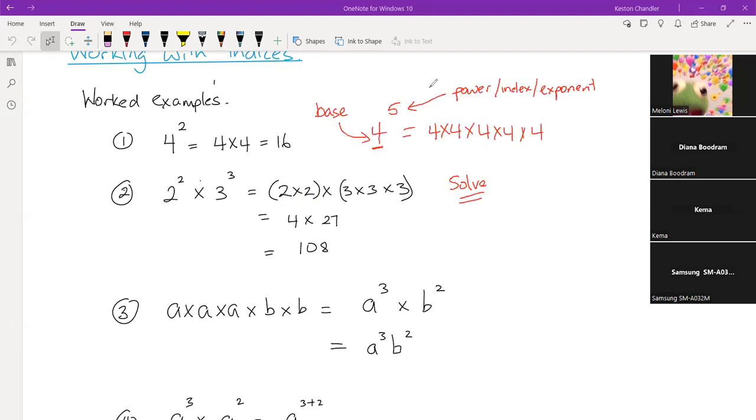Just put this back here for you guys, in case anybody wanted to copy the name of the base and the power.